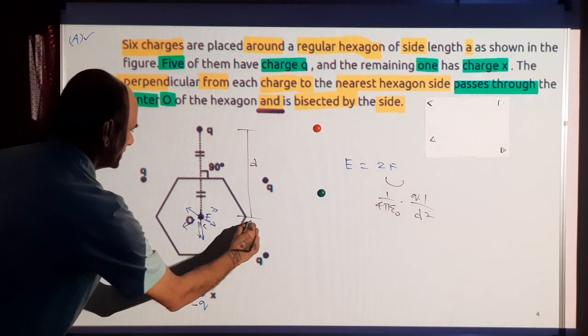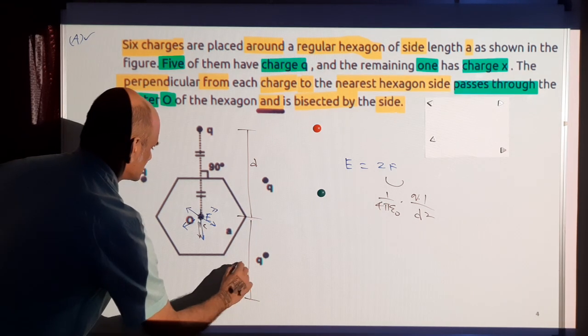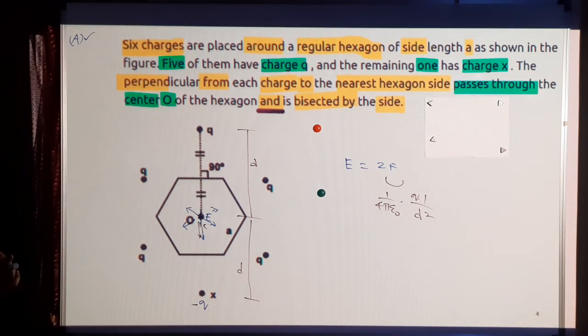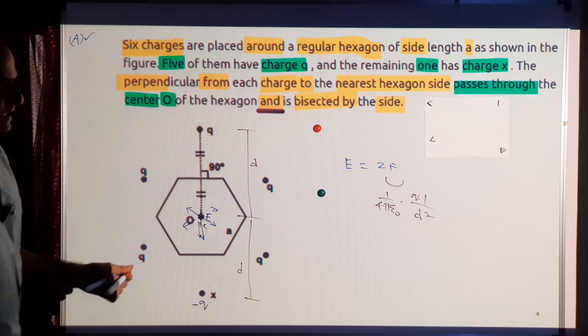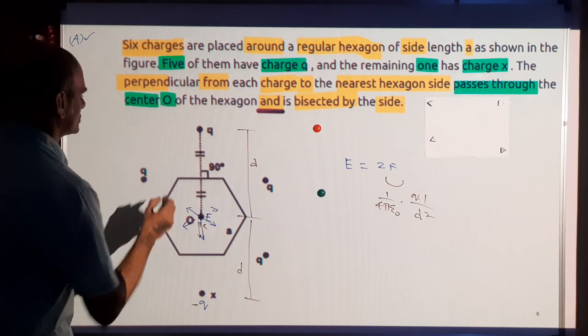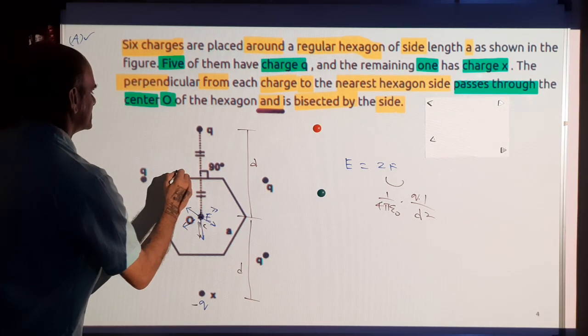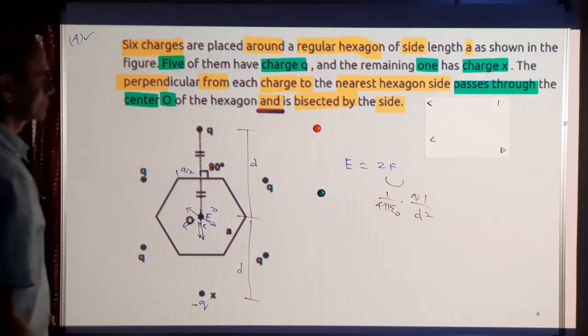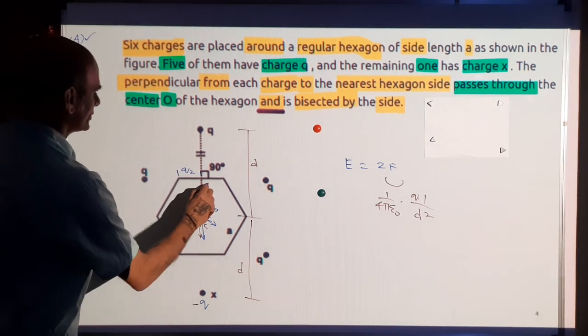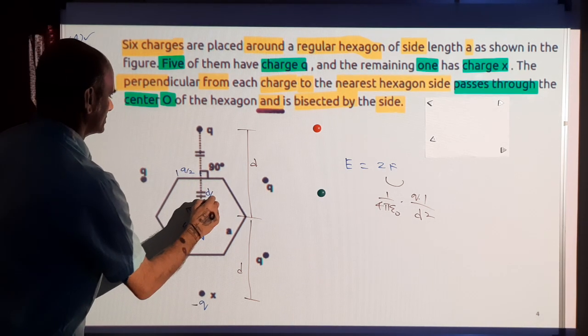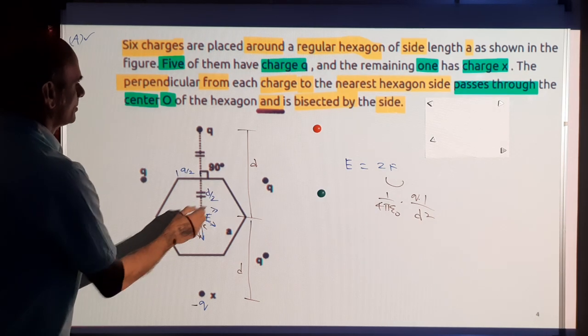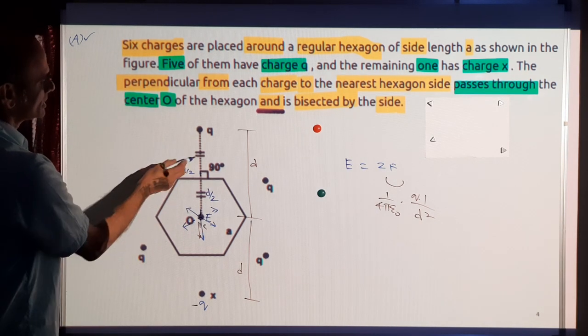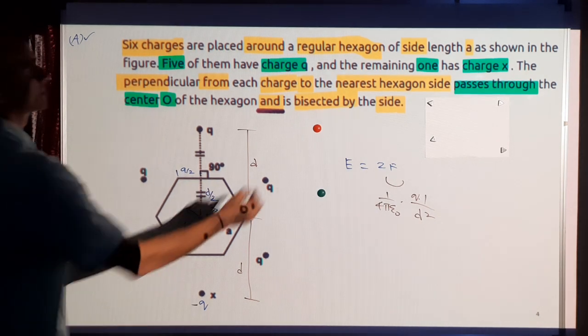And this is also the same D. All the charges are the same distance from the center. The side of the hexagon is A. So from here to here, it's A by 2. And the distance from here to here is D by 2, because this line joining this Q and this O is bisected by this hexagon side.